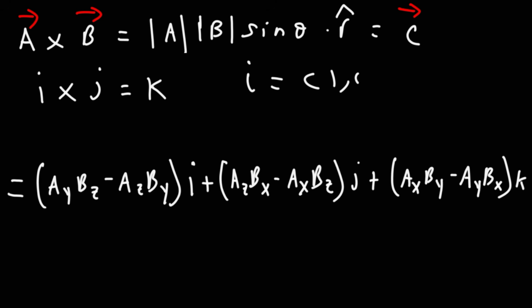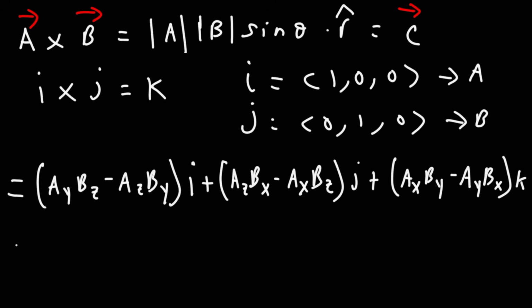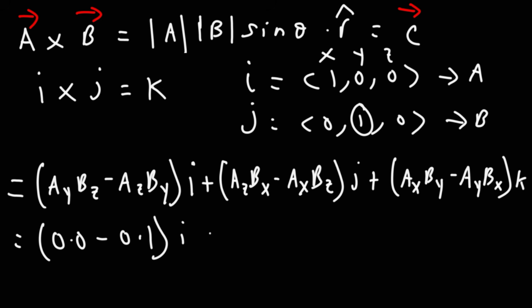So i is 1, 0, 0, and j is 0, 1, 0. So we'll associate this with A and this with B. So AY, this is X, Y, Z. AY is going to be 0. BZ is going to be 0. AZ is 0. BY is 1. Next we have AZ, which is 0.